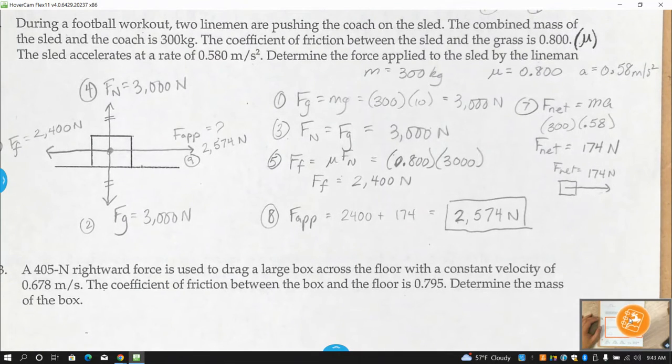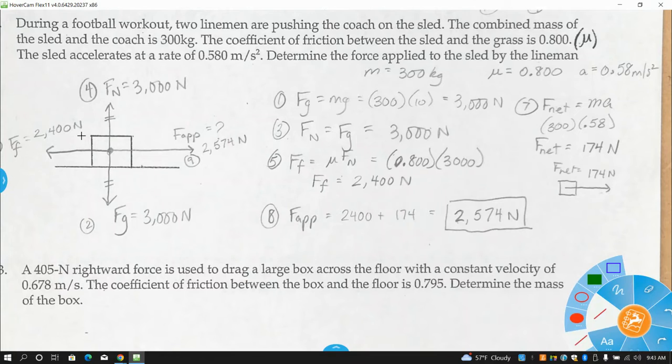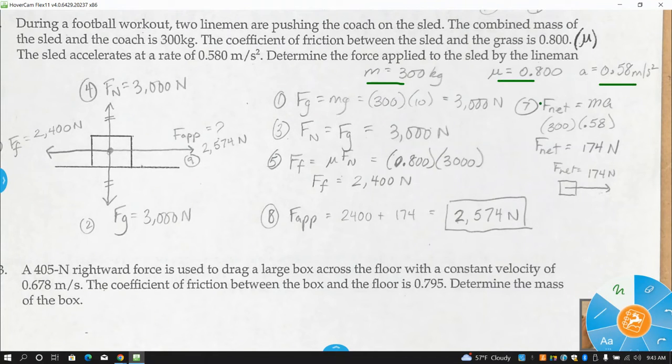Okay, so in fast mode, the only things they gave us were mass, coefficient, acceleration. Now, I could have found net force first right off the rip, because I have that equation. Now, that wouldn't help me right off the bat with the drawing. I would just need to know that, assuming that we're going to the right, the net force would be going to the right. So that would just help me in the end with the drawing, knowing that the applied force has to be greater than friction.